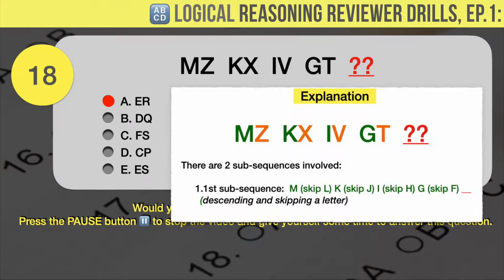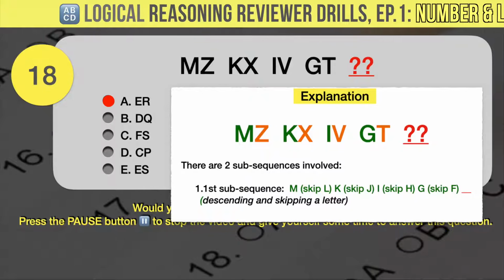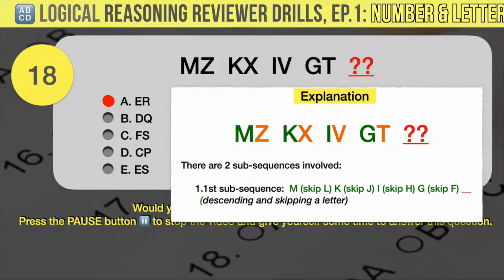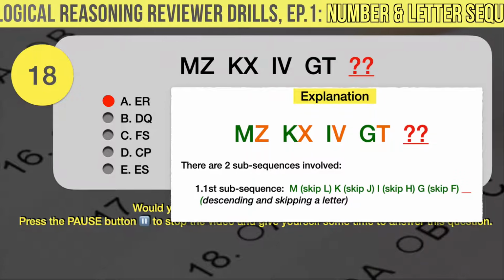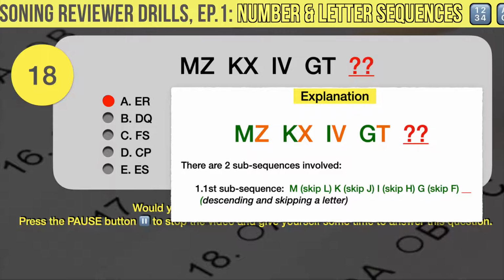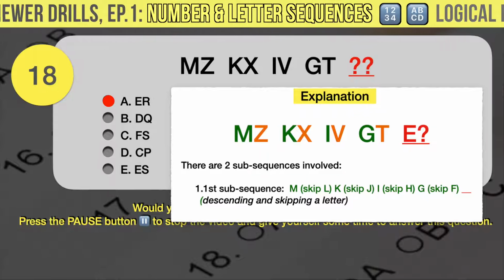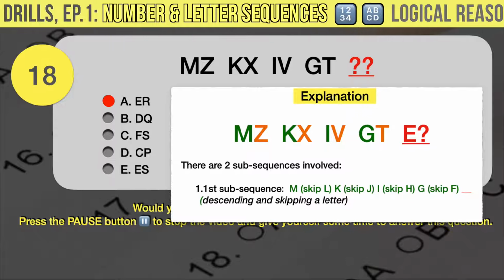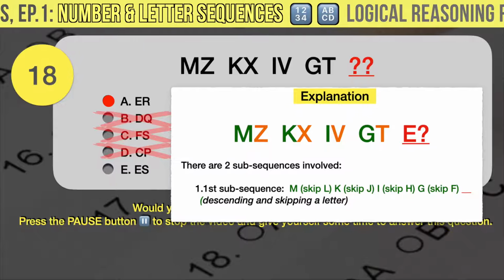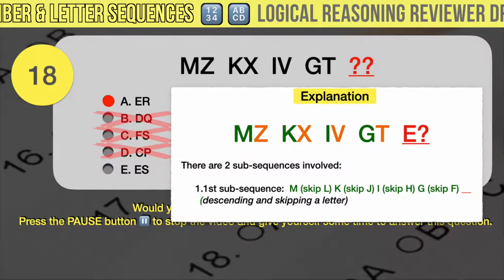There are two subsequences involved in this sequence. First, the first letters of each pair are in descending order and skipping a letter, as follows. M, skip L, K, skip J, I, skip H, G, skip F. Therefore, the first letter of the next pair should be E. This effectively eliminates 3 of the answer choices, leaving us with only answer choices A and E.